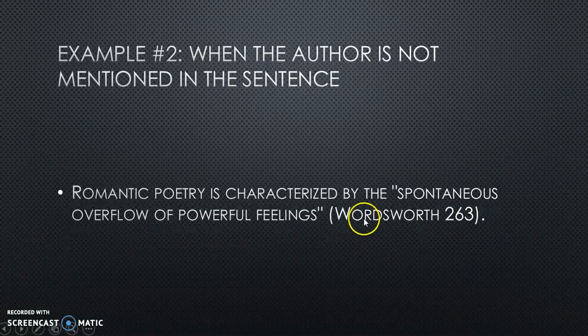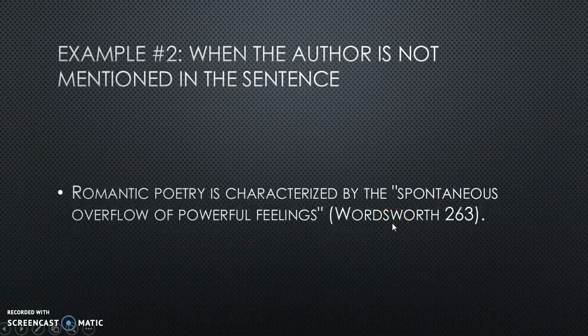So there's an example where we don't have his last name in the signal phrase. We have to include it in the citation. We need to make sure we know who the author actually is. This will become especially important when you're working with more than one source. Your readers, especially when not mentioned in the signal phrase, will have to know what author you're citing from. So make sure if you don't mention the author's last name in the signal phrase, it's included in the citation.